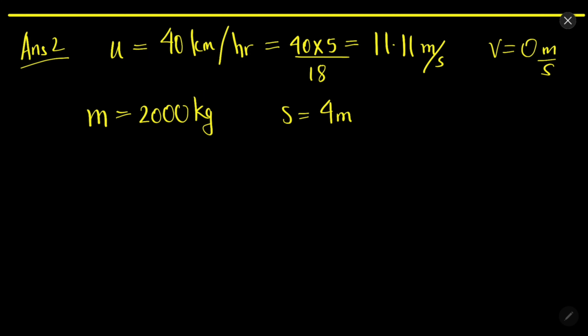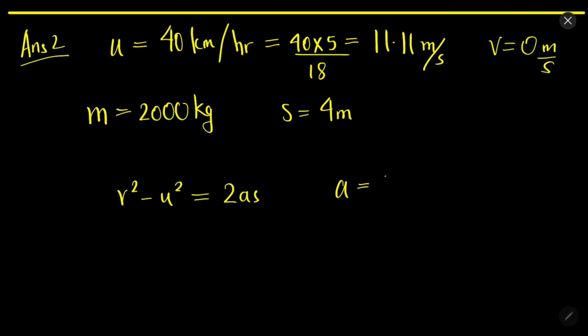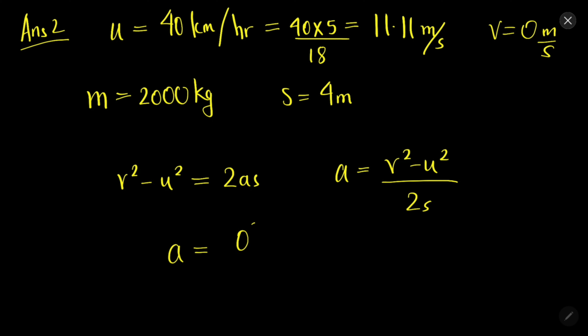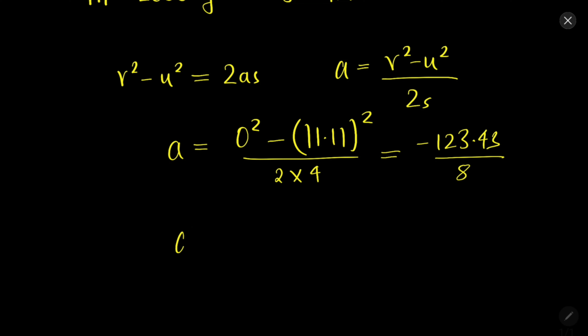We need to find the acceleration. Ultimately we need to find the force, but to find the force we need the acceleration. Acceleration can be found using the equation v square minus u square equal to 2as, because we have v, u, and s. So a equal to v square minus u square upon 2s. Acceleration will be 0 square minus 11.11 whole square upon 2 into 4. After solving, it will be 123.43 divided by 8, which gives acceleration equal to minus 15.42 meter per second square.